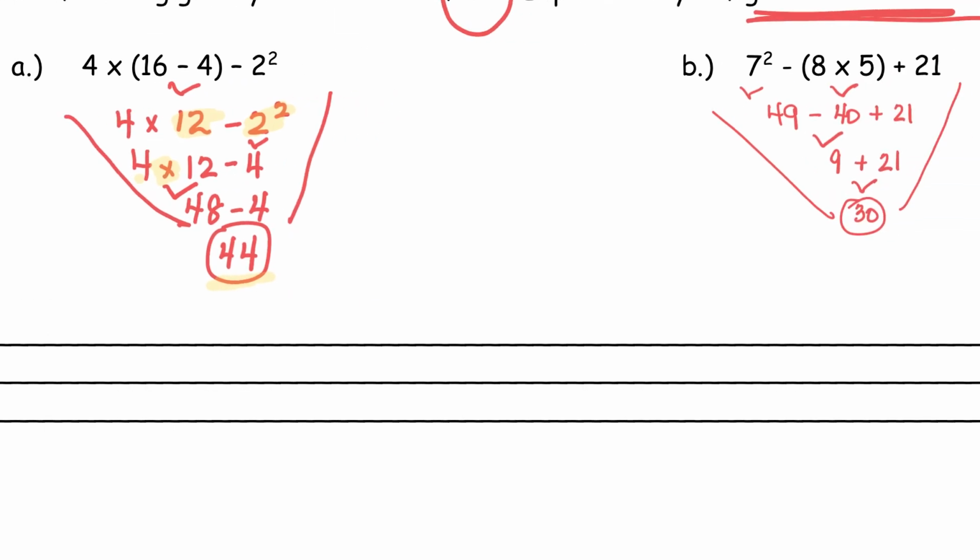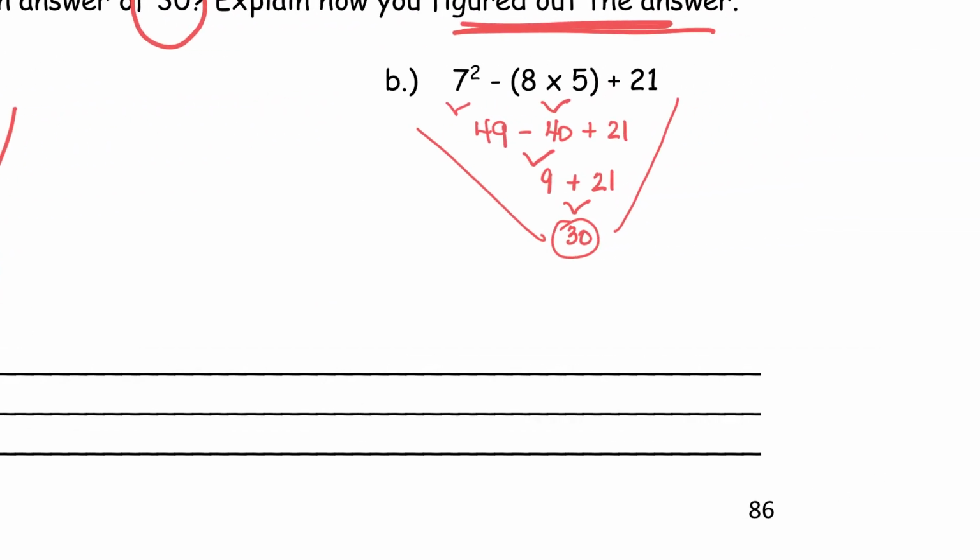Let's take a look at choice B now. When I go over to choice B, I have parentheses. Yep, I have parentheses. 8 times 5, that gets me 40. And then I also notice I have an exponent here, 7 to the second power. Is it okay to do more than one thing on a line? Yes, something like this with exponents is natural, so that's okay. So we solve 49 minus 40 plus 21.